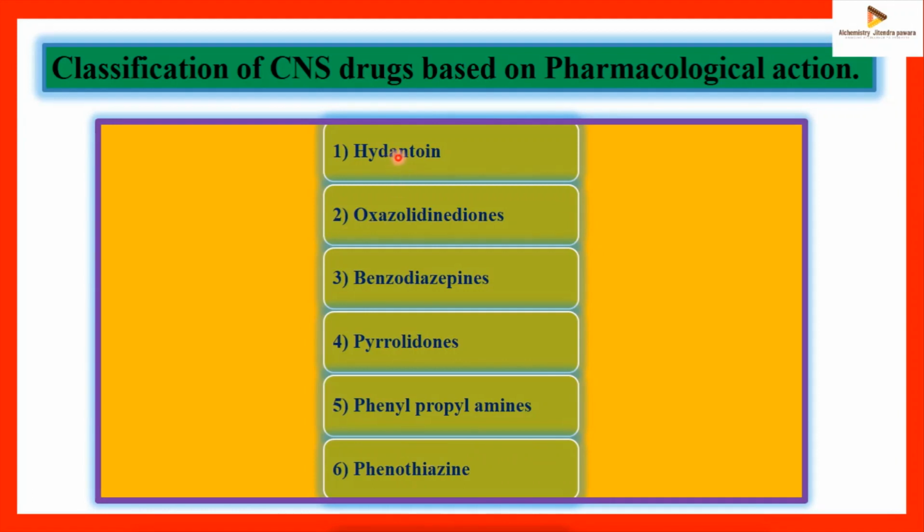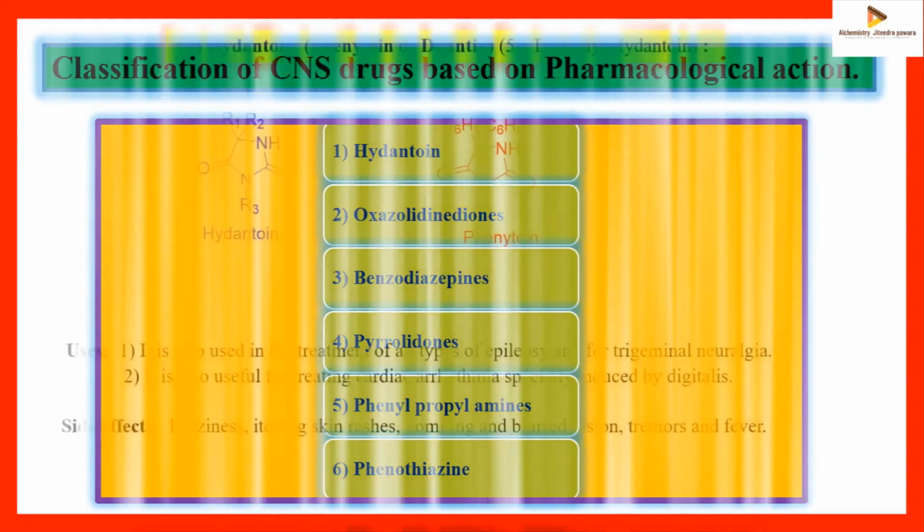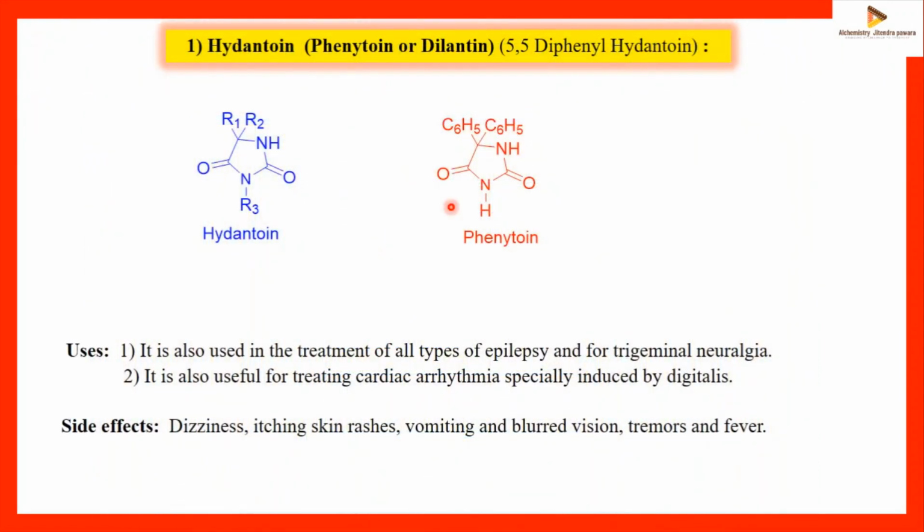The first is hydantoin, then oxazolidine dione, benzodiazepine, pyrrolidones, phenylpropylamine, and phenothiazine. Now we will see the chemical classes of these CNS drugs one by one. The first class is hydantoin, and the example under this class is Phenytoin, also called Dilantin.